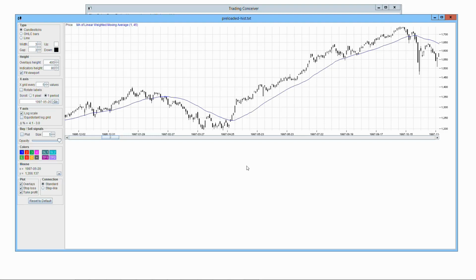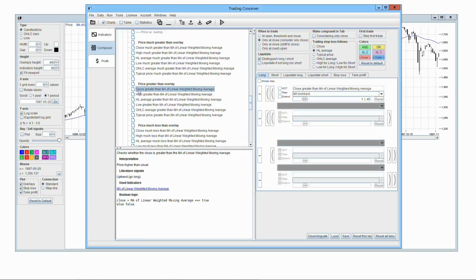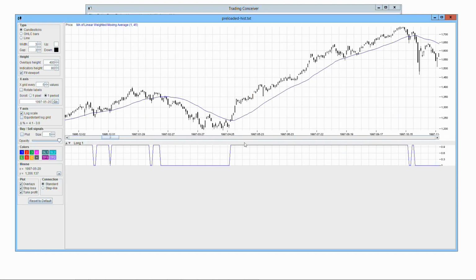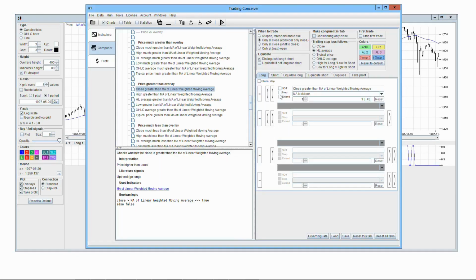A classic way of trading a price average is to go long when the price breaks over it. We can use the linear weighted moving average as a moving average, although usually an SMA or EMA is used. Traditionally, the price refers to the close price, so we can use the close greater than MA of linear weighted moving average algorithm. When the algorithm is true, the close is above the average and you can go long. So put this algorithm in the long tab.